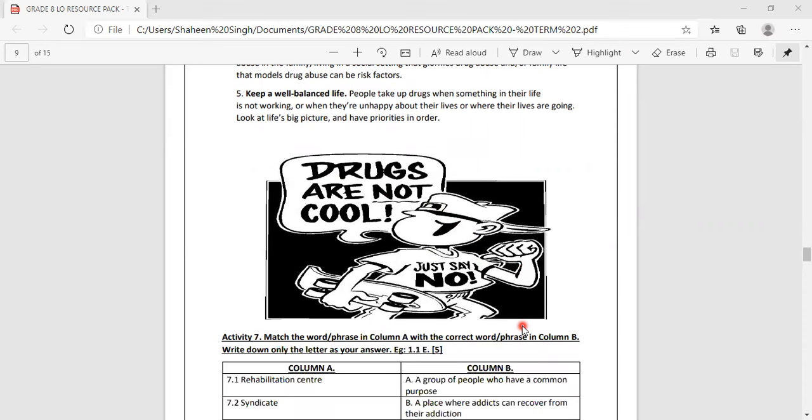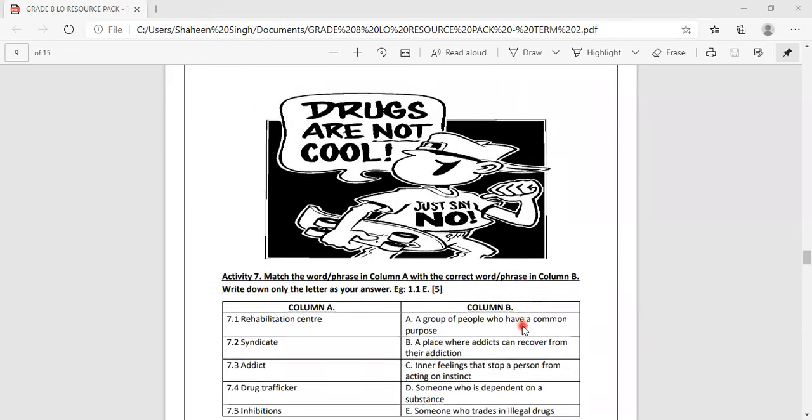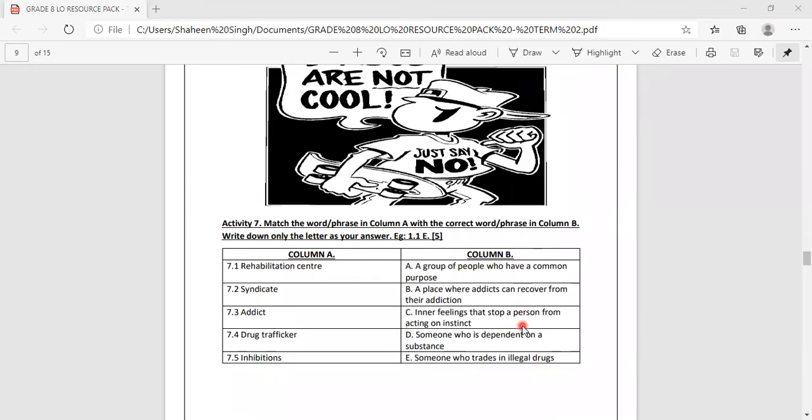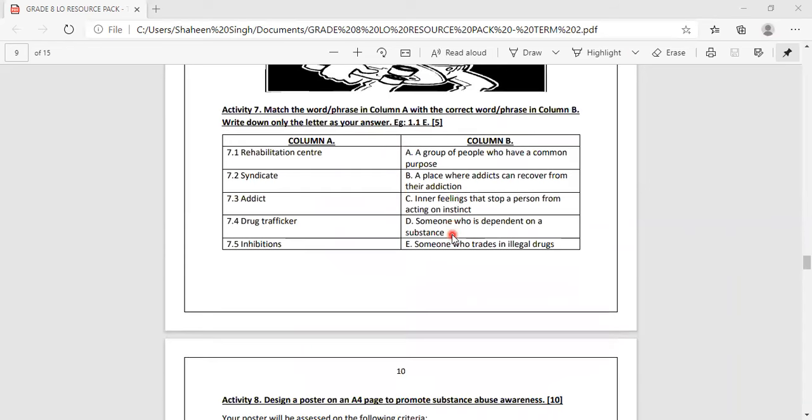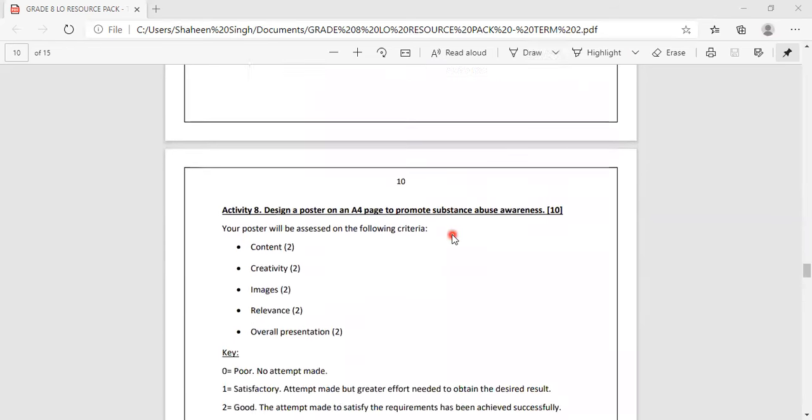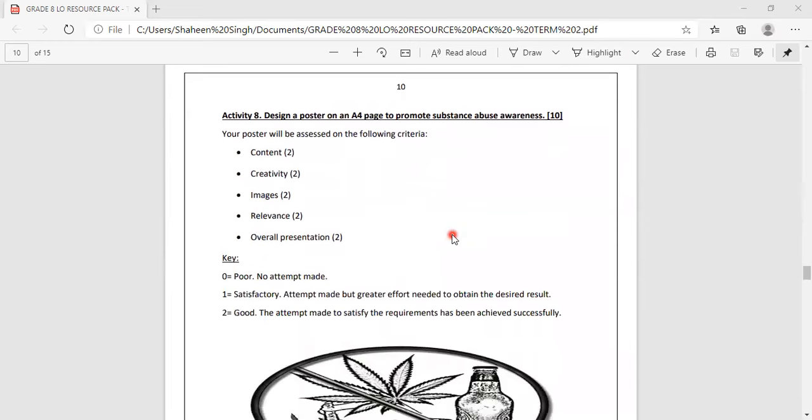Now, for the week ahead, boys and girls, you would have already completed activity 7, which involved matching the word or phrase in column A with the correct word or phrase in column B. And an example has been provided for you. This activity 7 should have been completed already, and will be reviewed in the new week.